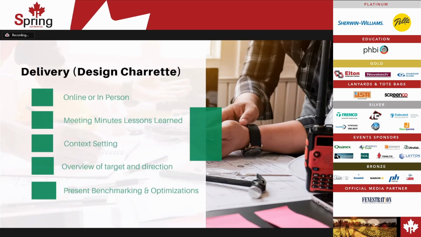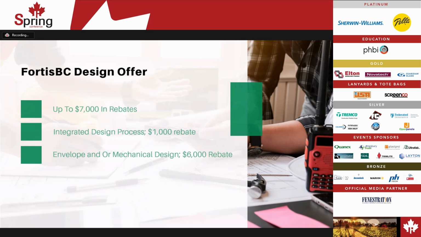Overview of target and direction, and presenting the benchmarking and optimizations is also taken on in the delivery of these sessions. FortisBC does have design offers in helping cover some of the costs for this as well, underneath Part 9 of the building code.